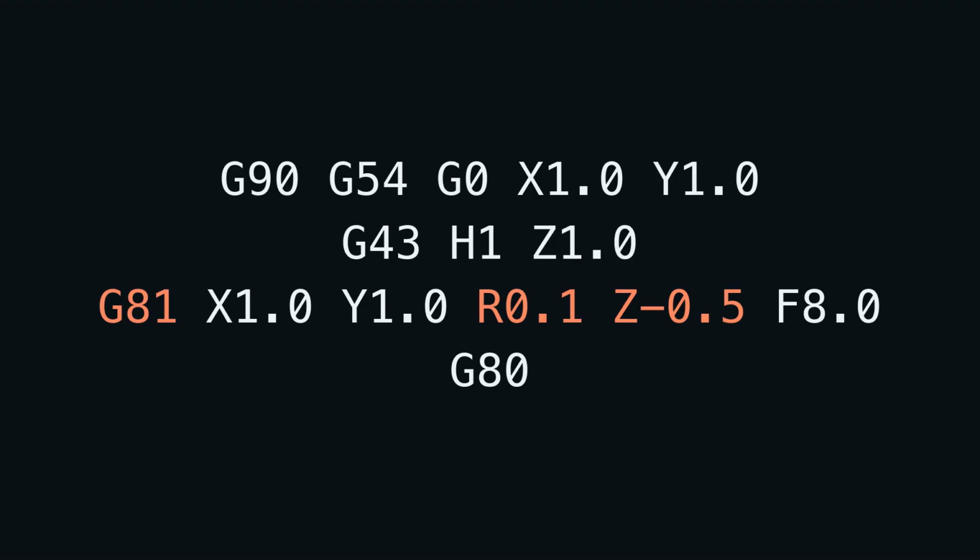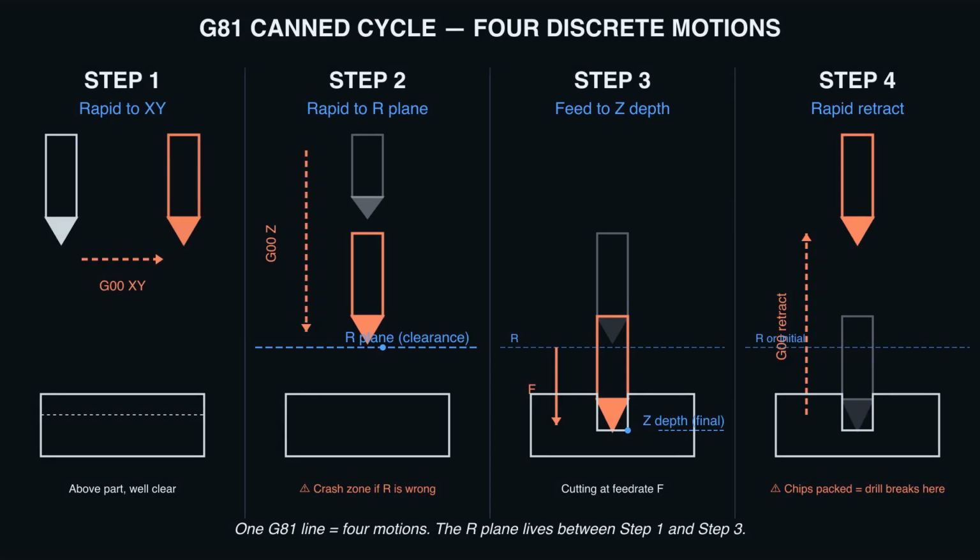G81, an XY position, an R plane, a Z depth, and a feed rate. The canned cycle hides 4 discrete motions: rapid to XY, rapid down to the R plane, feed to Z depth, rapid retract. Every drill that breaks dies in step 2 or step 4.